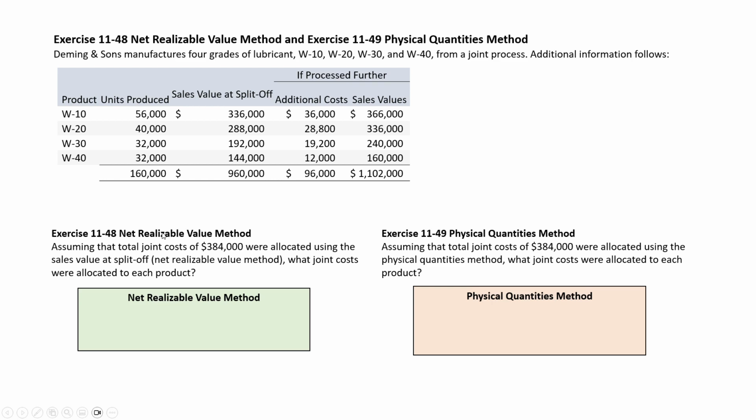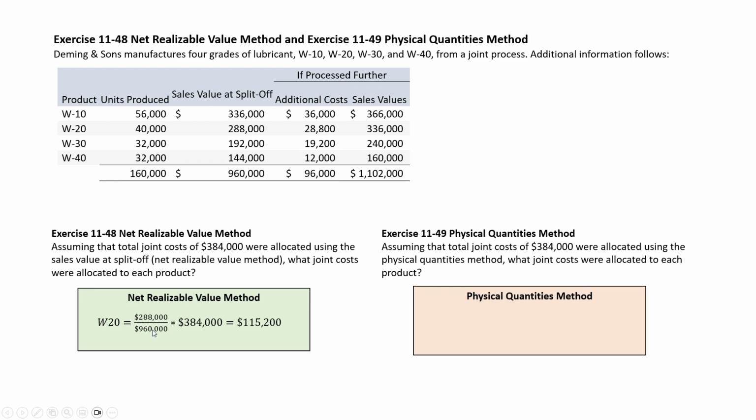The net realizable value method allocates the joint cost based on the relative sales value at the split off point. We can see here they indicate the sales value at the split off. Split off is just the point in that joint process at which we can identify these unique products. So I'm going to jump down to W20 and allocate the amount of joint cost to it. Based upon net realizable value, W20 has a sales value at the split off of $288,000 relative to the combined sales value at the split off for all products of $960,000.